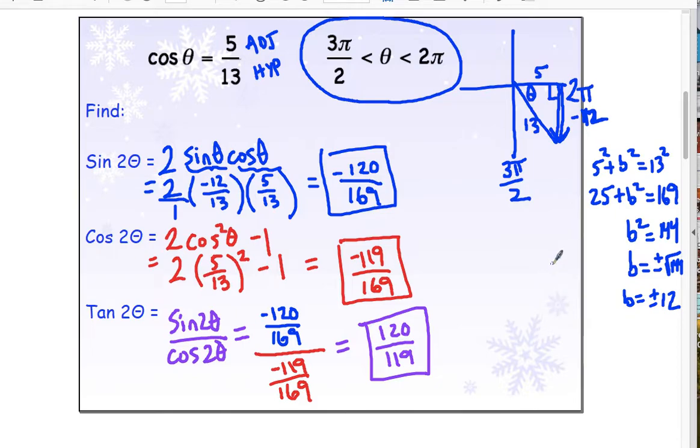So that's just using the formulas. Pay attention to clues like this for what quadrant you should be in, so you make sure if a side is pointing down that it should be a negative.